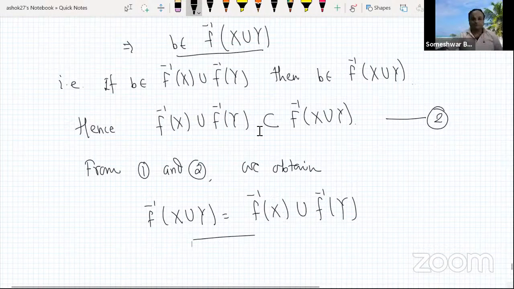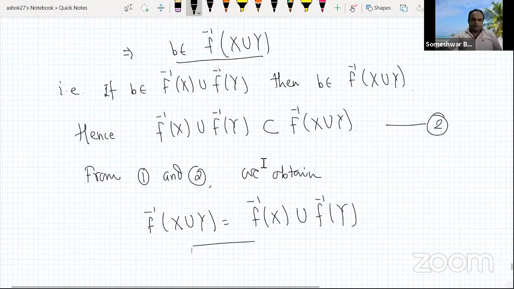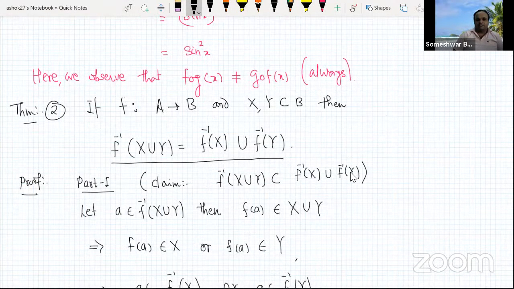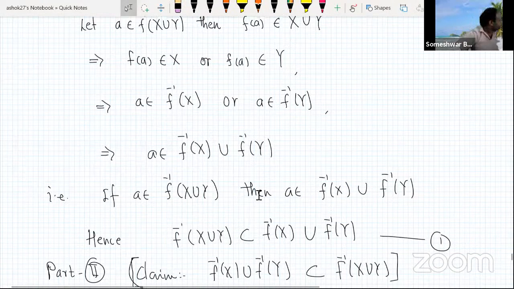So how do we prove this? We have to prove that f inverse of X union Y equals f inverse of X union f inverse of Y. So these are two sets. We use the definition of equality of sets. So we prove these two sets are subsets of each other. First we prove the first set is a subset of the second set in the first part, and in the second part we prove the second set is a subset of the first, and therefore these two sets are equal. So this is the proof of this theorem. That is theorem number 2.